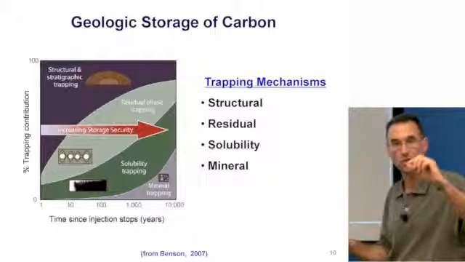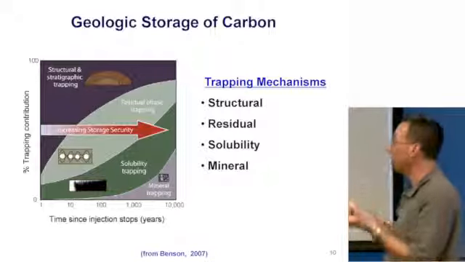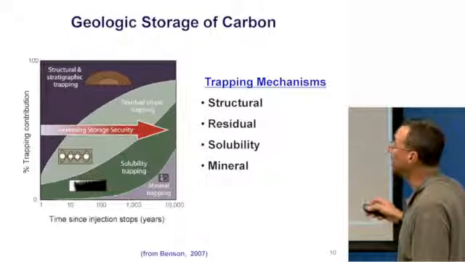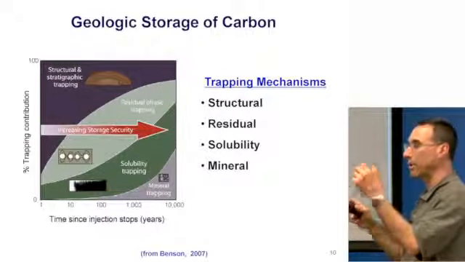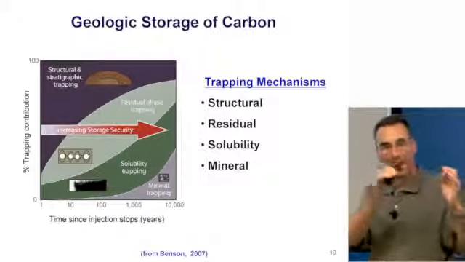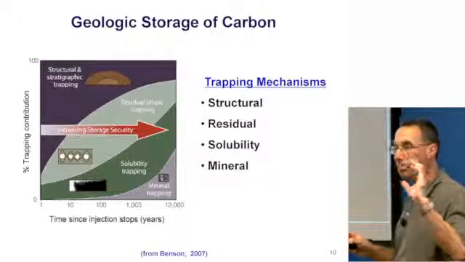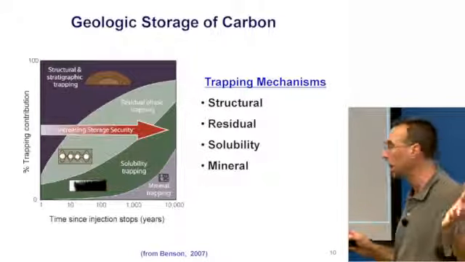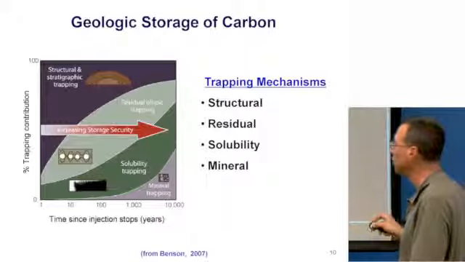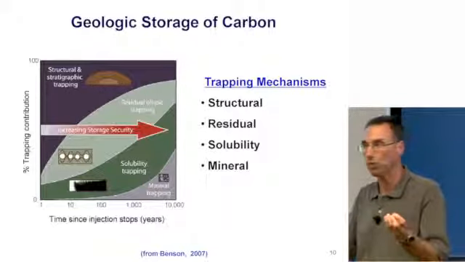Solubility trapping means the CO2 dissolves, so we basically get bubbly water. That's solubility trapping. There's something called residual trapping, where the CO2 plume gets separated enough that it can't flow. That's also a relatively safe mode of trapping. And depending on the rock and the chemistry, over much longer time periods, we get what's called mineral trapping, where the CO2 eventually reacts with the rock.